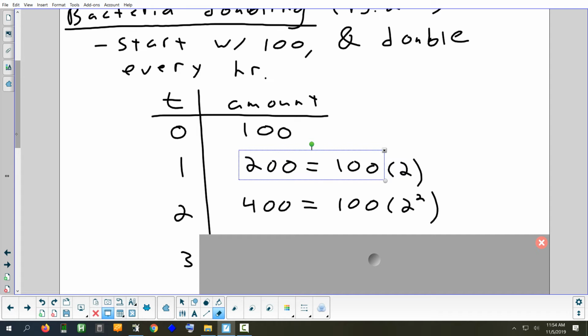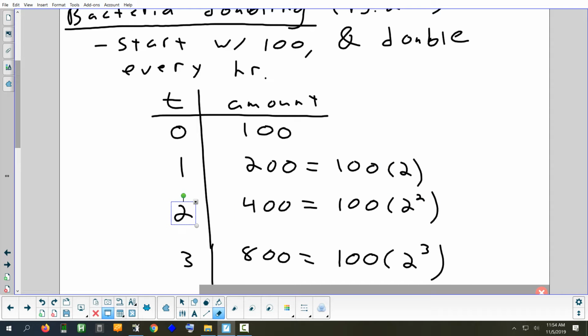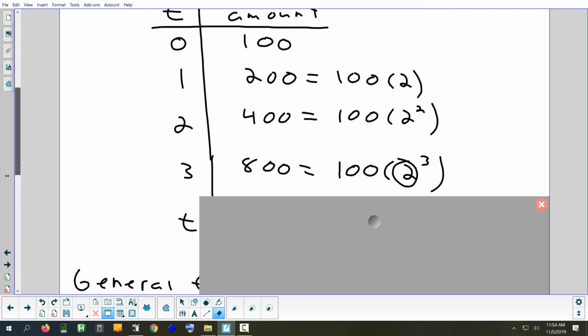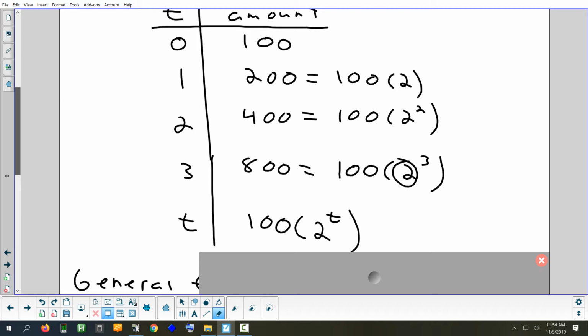But I want you to think of it like this. It's the original amount times 2. The original amount times 2 to the second power. The original amount times 2 to the third power. The 2 comes from the fact that you're doubling, and the exponent comes from how many times you doubled. At hour 3, you've doubled, doubled, and doubled, and that's a factor of 8. On the 4th hour, you would have doubled 4 times, which means it's now 16 times as much. After t hours, you would have doubled t times.